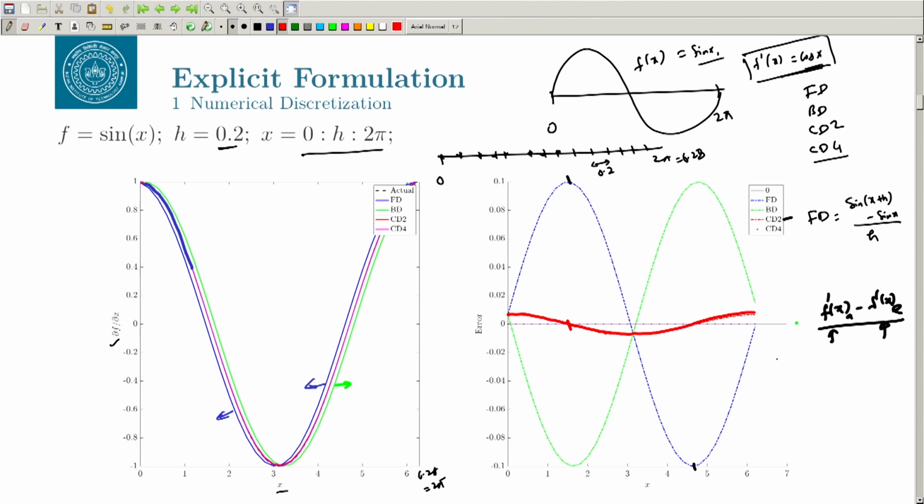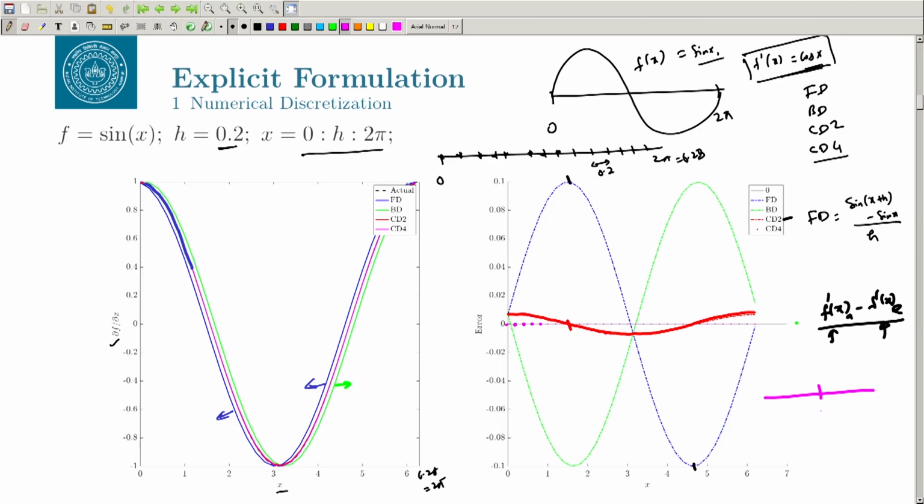Now, if you go to the CD4, which is the fourth order central differentiation, you can see that in this particular case, these dotted points are the points which are basically on 0, right. So, the error is very low in the case of CD4. So, as you increase the order of accuracy, the error in approximating the derivative goes down. That is what we learned from this.